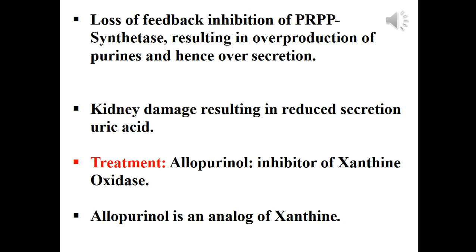Treatment: allopurinol, which is the inhibitor of xanthine oxidase enzyme that is responsible for conversion of xanthine to uric acid. Allopurinol is an analog of xanthine. It means a structural analog. It means the type or the mechanism is a competitive inhibitor of xanthine oxidase enzyme.